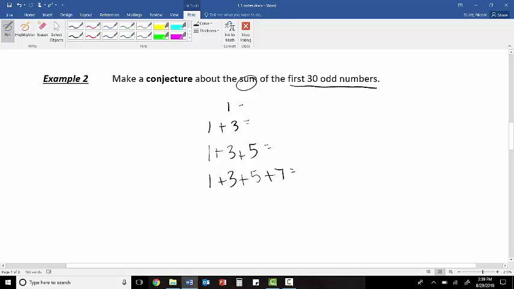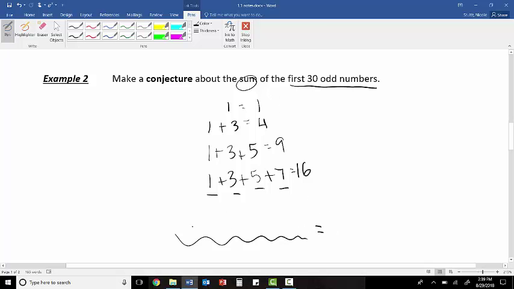So that's what we're going to do really quick. 1 is just our starting point, so I'll write 1 over here. 1 plus 3 is 4. 1, 3, 5 make 9. 1, 3, 5, and 7 make 16. And so on. They want you to actually have 30 of these numbers. I'm not going to write out all 30 numbers, I'm just going to draw a line for that. And they want to know, what's that going to equal?